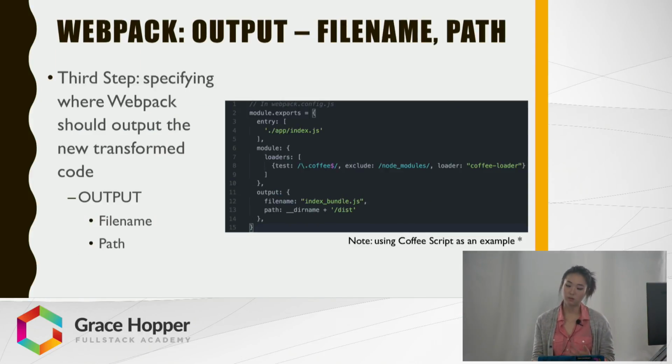Next, our third and last step is specifying where Webpack should output the new transformed code. That'll be the third property, output, that you see up there. Output takes in two things, a file name and a path. On line 12, the name of the file that Webpack is going to create, which contains our new transformed code, will be called index_bundle.js. Line 13, path, is the specific directory where the new file named index_bundle.js will be placed, and of course __dirname, referencing the directory that the currently executing script resides in.